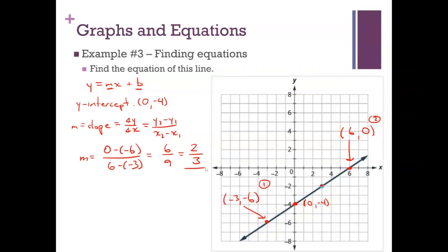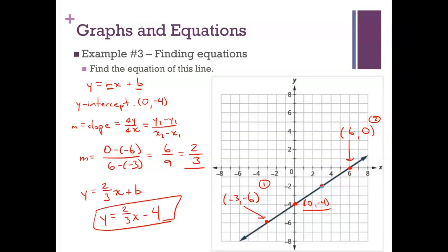We have that slope. So for now, I can do this: y equals 2/3 x plus b. How can I find b? Yeah, it's equal to -4, but how come? The value of b is always going to be the y-coordinate of the y-intercept. So in this case, b is equal to -4.